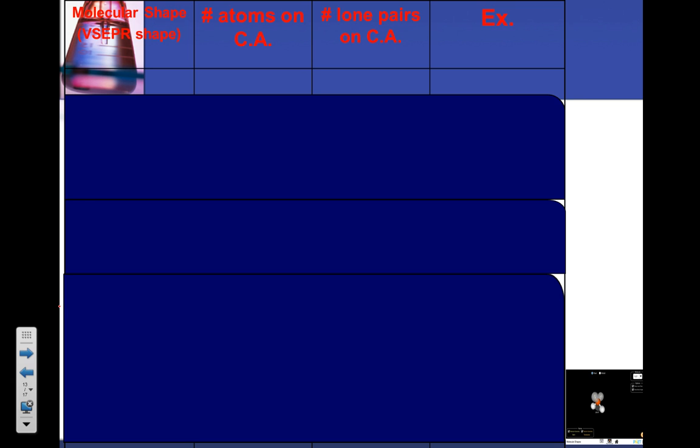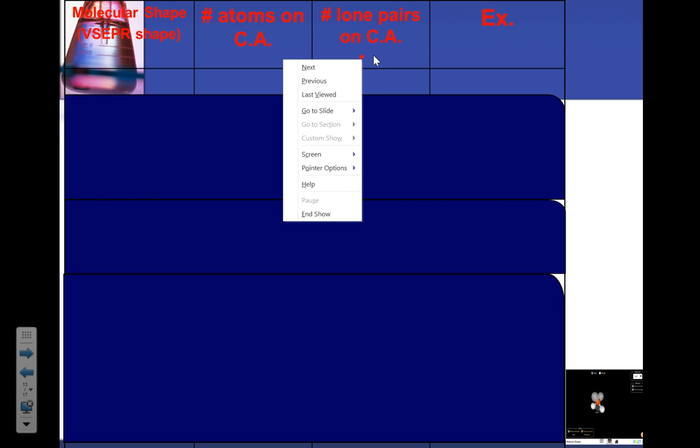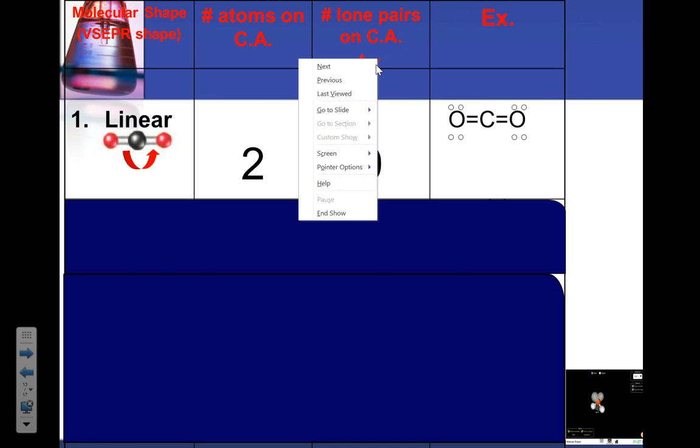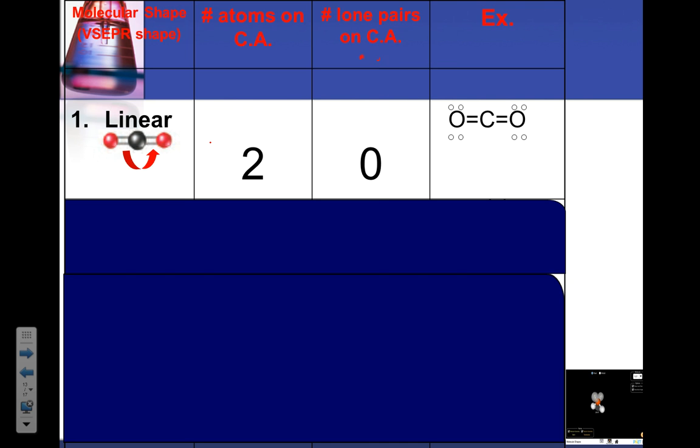In the handout that I gave you for your notes, there's a table. The headings say molecular shape or VSEPR shape, number of atoms on the central atom, and number of lone pairs on the central atom. Remember, the lone pairs are the dots that we draw. And then I'll give you an example.